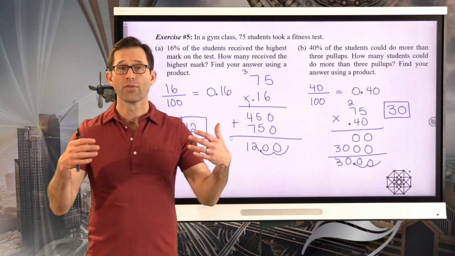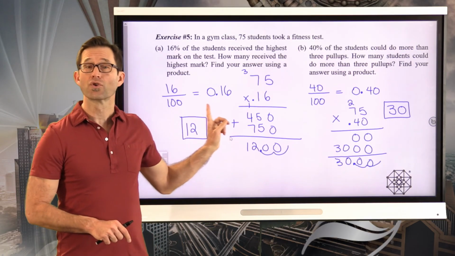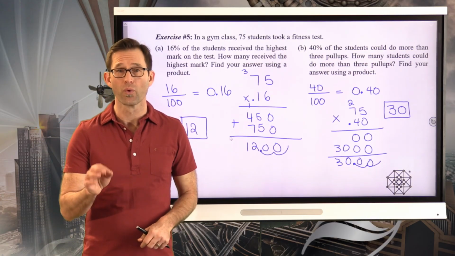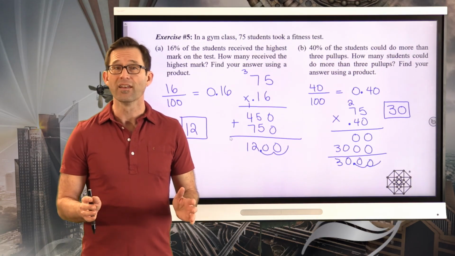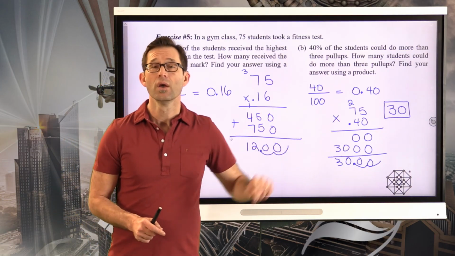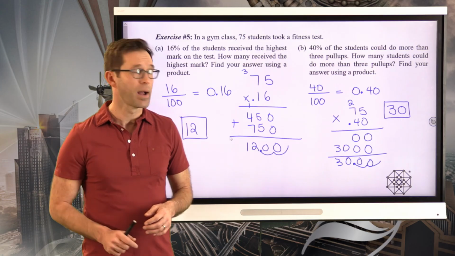We find the percent of a whole by taking the percent, turning it into a decimal, and then just using our decimal product rules in order to find the part, okay? And again, in future lessons, we're going to speed this up considerably because we're not going to be doing any of this. We're just going to be doing that actual product on the calculator. Let's wrap up this lesson now.